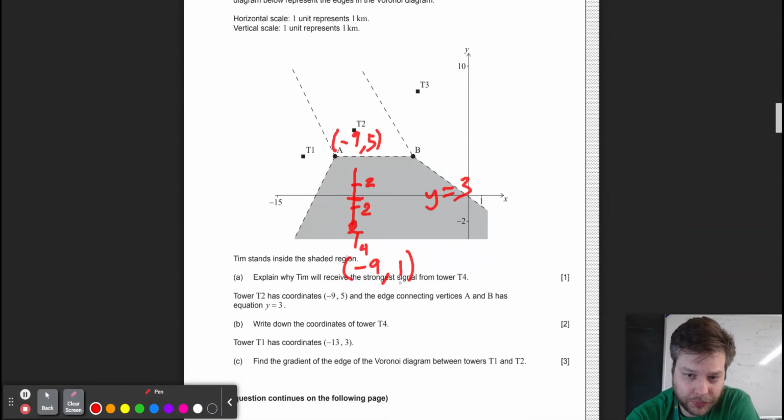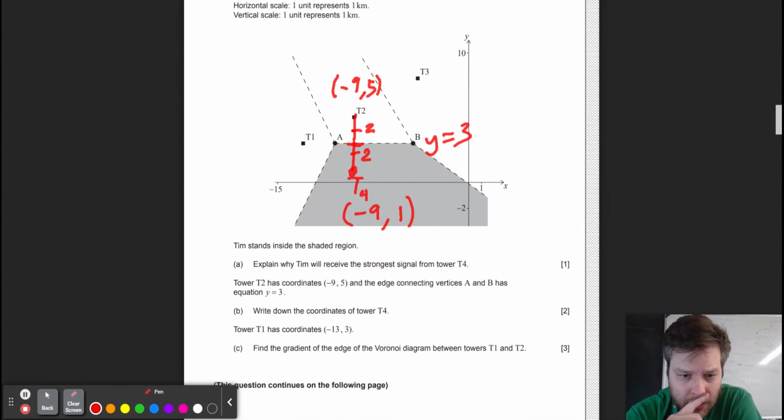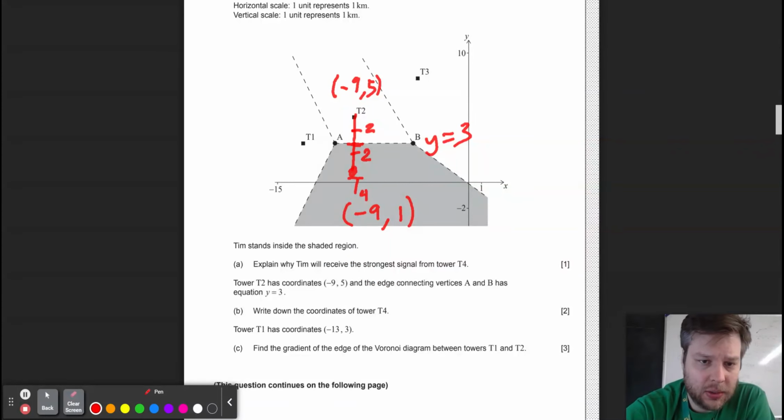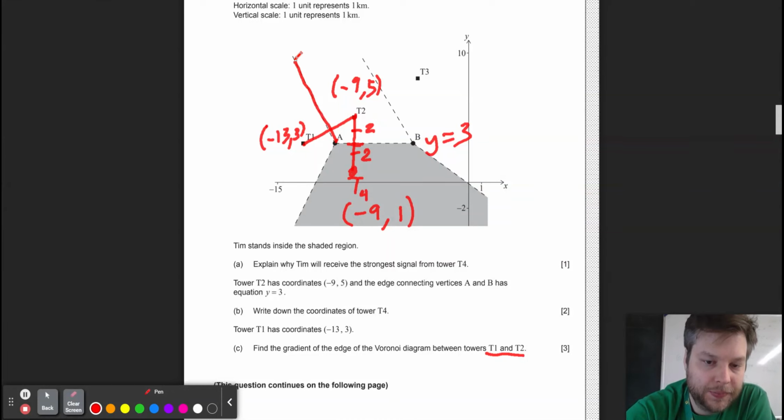It says tower T1 has coordinates negative 13 and 3. And so I can figure out now the edge between towers T1 and T2. So if I connect T1 and T2, I know that this is going to be perpendicular, and I just need to find the slope. It says the word gradient. That's the same as the word slope in America.